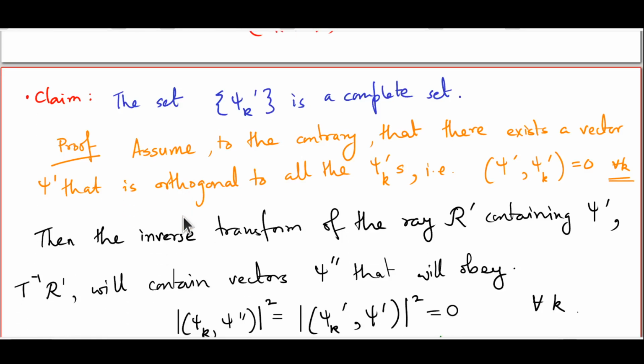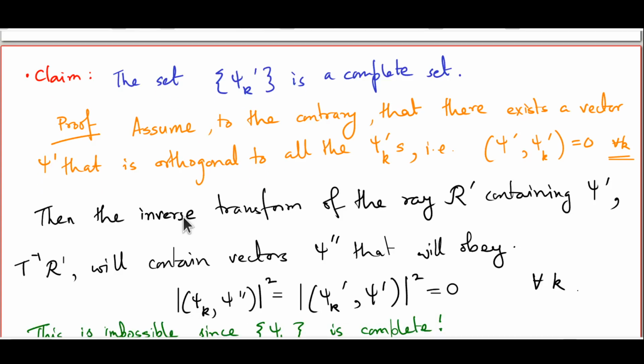Now, this is where our demand about the existence of the inverse transformation comes in handy. We had a transformation which was taking us from the psi's to the psi primes, but the inverse transformation of that, T inverse acting on R prime, the ray which contains psi prime, will contain vectors, and a typical one of them I am writing as psi double prime. What that has to obey is the following. If you take the inner product of psi k with psi double prime and square the modulus of that, you must get the modulus square of the inner product of psi k prime and psi prime. Basically, we are just using the fact that T inverse has the same transition probability preserving nature.